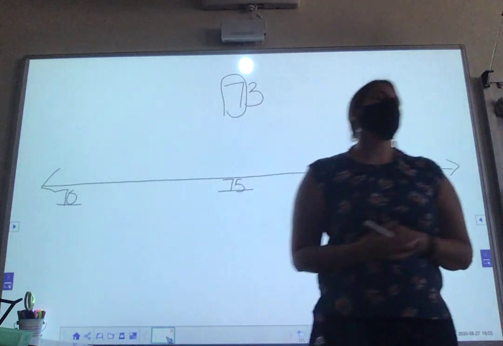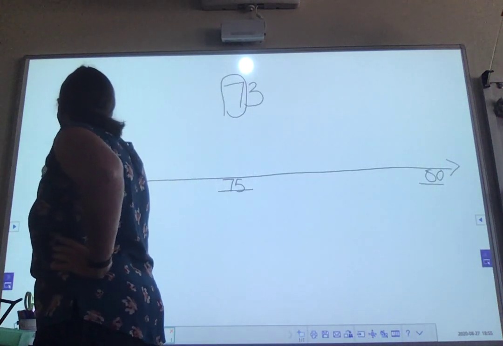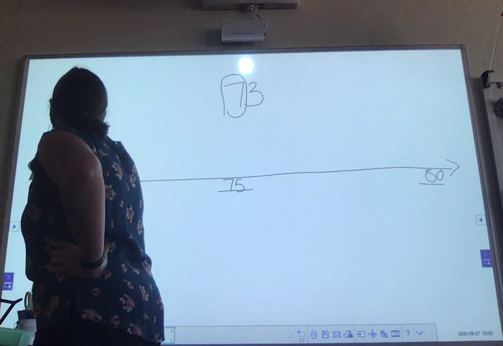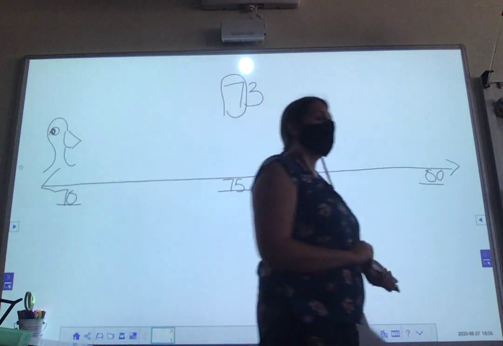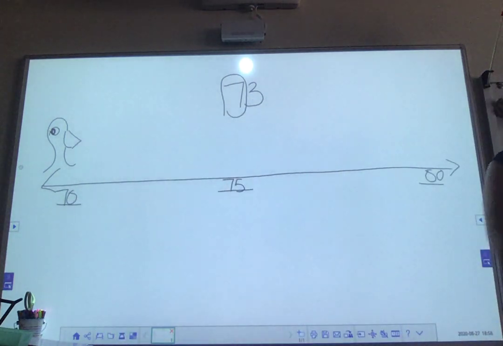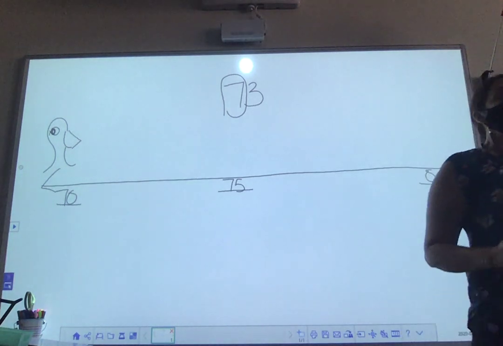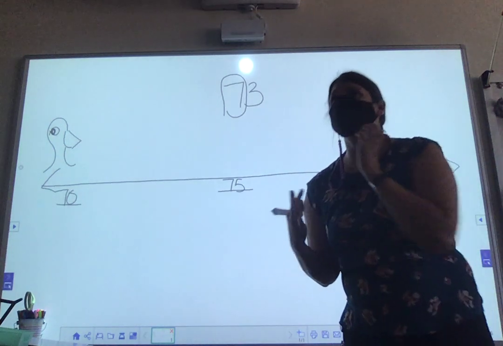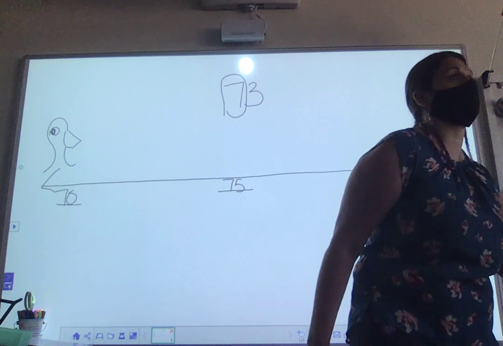Well, my chicken's going to cross the road. Are you ready? Okay? And guess what? The chicken crosses the road and gets to 73. When that truck comes and the chicken needs to decide, am I going to run to the right because it's closer, or am I going to run to the left because it's closer?